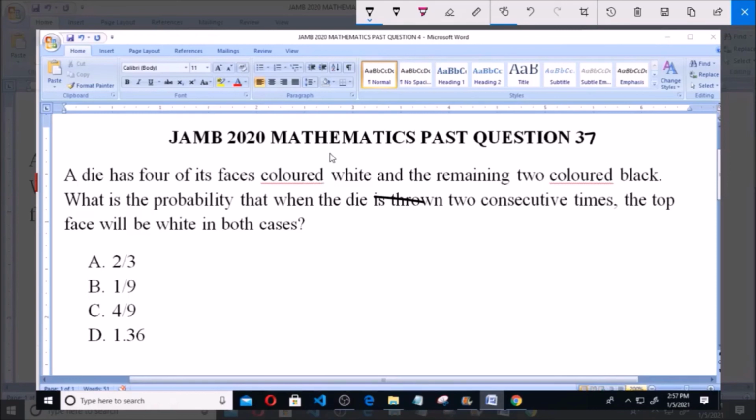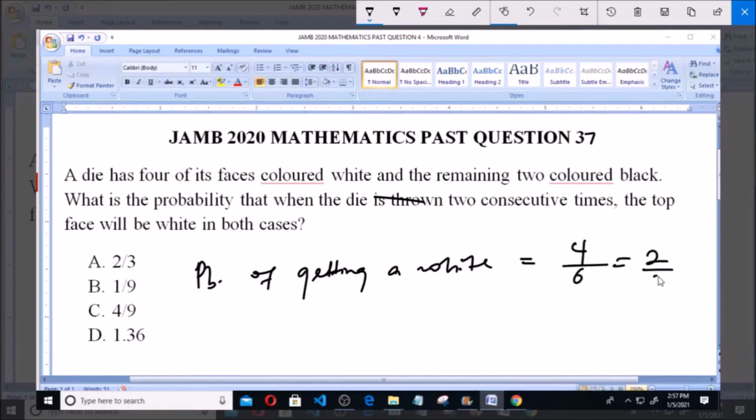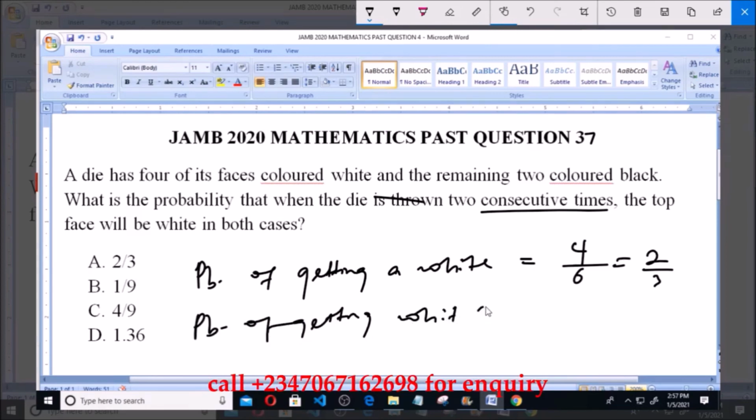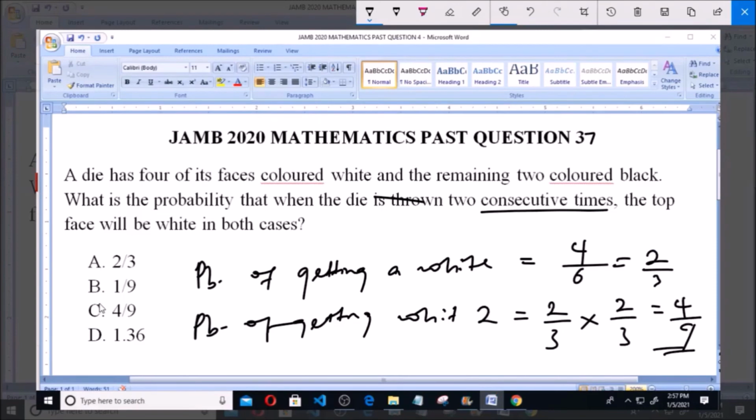Now, if four of it is colored white, the probability of getting a white face will be equal to 4 all over 6, which is equal to 2 over 3. Now, the die is thrown two consecutive times, so the probability of getting white two consecutive times will be equal to 2 over 3 multiplied by 2 over 3, and that is equal to 4 all over 9. Therefore, the answer to this question is option C, 4 over 9.